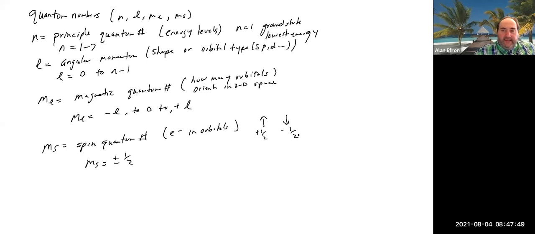Now, just as an example, say the n equals 2 level. If we were on the second energy level, or n equals 2, that would give us a couple of options for l. It would start at 0, and then n minus 1 is 1. So we would have an option of 0 or 1. The 0 does represent an s orbital, right? The 1 here for l represents p orbitals.